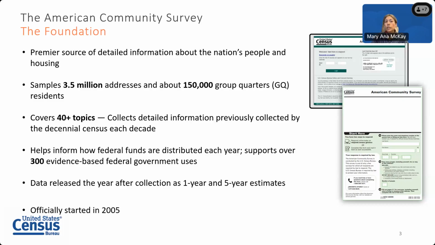The ACS was fully implemented in 2005 after years of extensive testing. The first ACS 1-year estimates were collected in 2005 and released in 2006. The first 5-year ACS estimates were collected between 2005 and 2009 and released in 2010. By the way, if you didn't know this, this is the 20th year of the ACS.